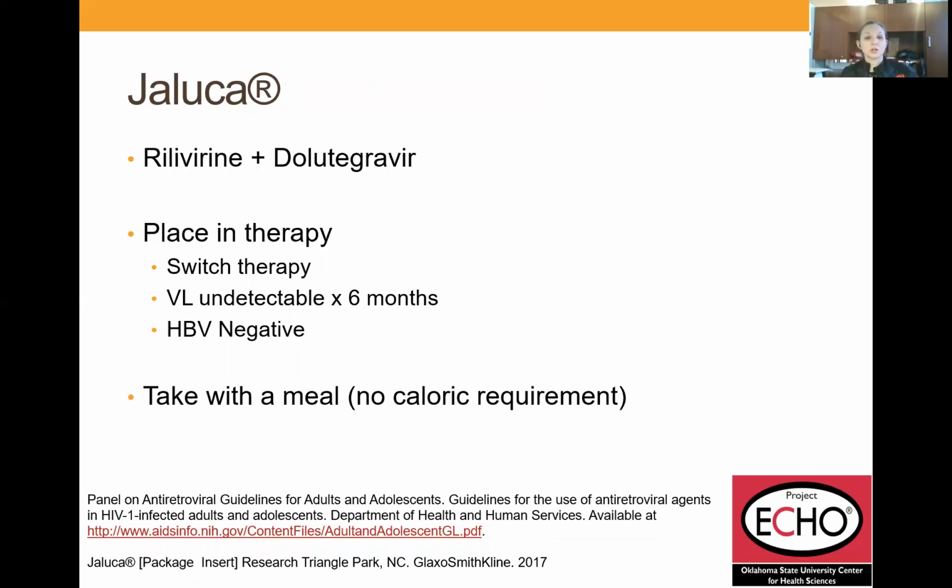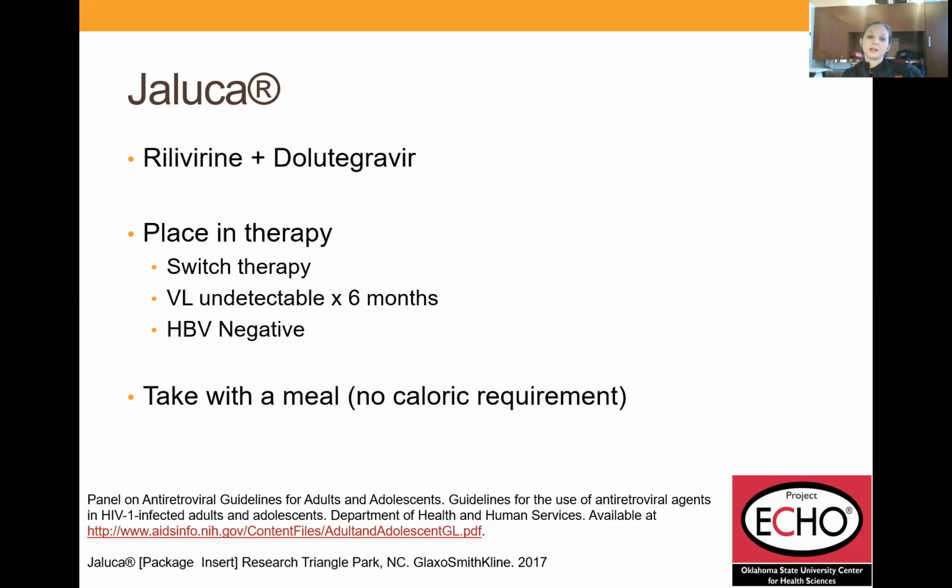Okay. So Juluca is one of the newest drugs to come to the market. It is a 2-drug combination. Juluca is only approved for switch therapy. So it is rilpivirine plus dolutegravir, which is an integrase inhibitor. So we'll talk about our integrase inhibitors in a couple of weeks. So these two combined together are approved for switch therapy. So it should not be initiated on a new patient, but can be used for switch.